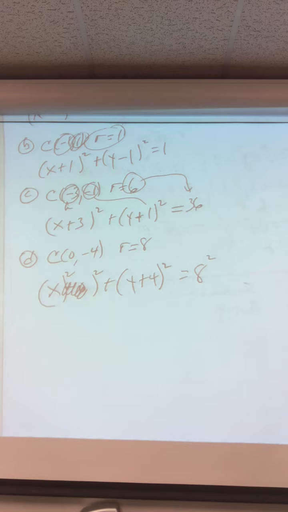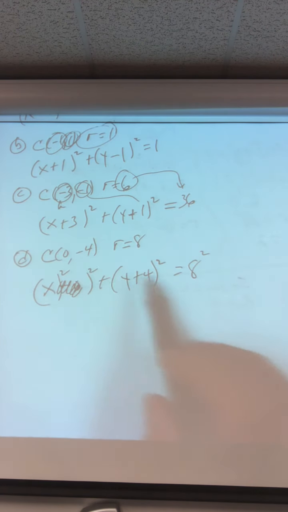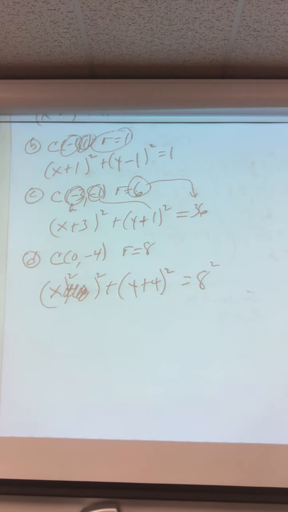Now double check it. Center, the opposite of what's behind that, the opposite of what's behind that, and then 8 squared, of course, is 64. Or you could leave it 8 squared. All right, so that's how you get the equation of the circle.